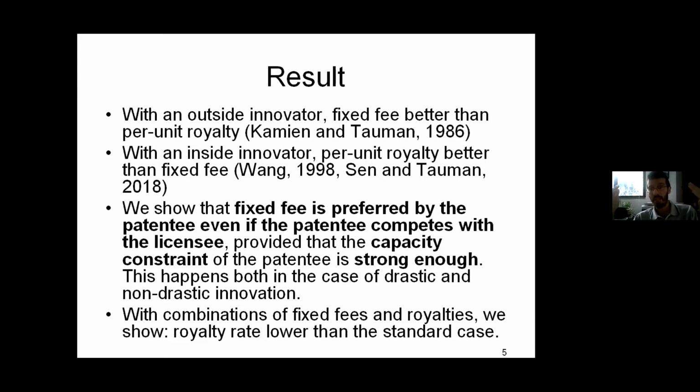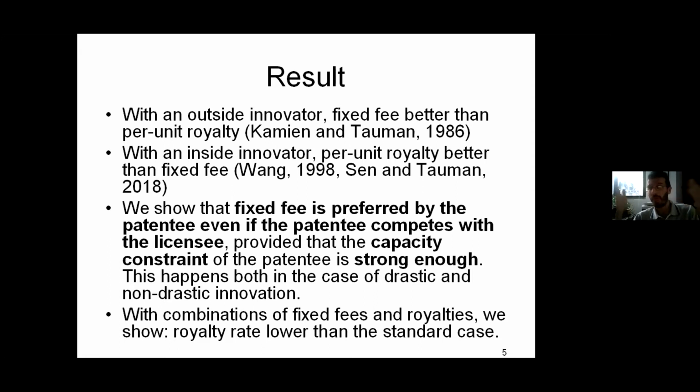There is the seminal paper by Bang that has been generalized by Sen and Tauman and others. What we show here when comparing fixed fee and per unit royalties is that fixed fee is preferred by the patentee, even if the patentee is an insider, provided that the capacity constraint of the patentee is strong enough. And this happens both in the case of drastic innovation and in the case of non-drastic innovation. So this is the main result.